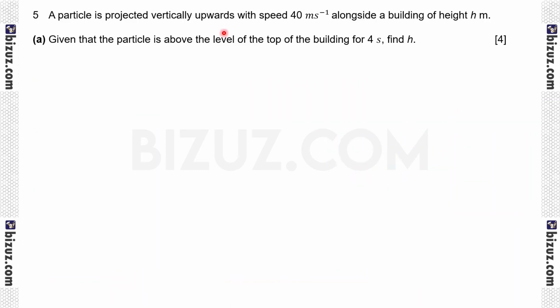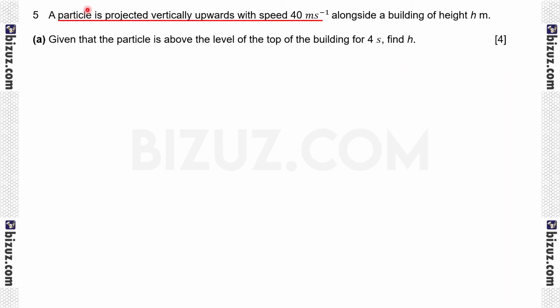Question number 5 says a particle is projected vertically upwards with speed 40 meter per second alongside a building of height h meter. Given that the particle is above the level of the top of the building for 4 seconds, find h. Now this question holds 4 marks, so let's first understand the whole question.